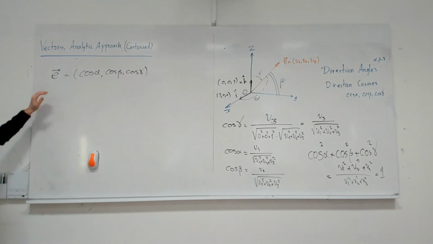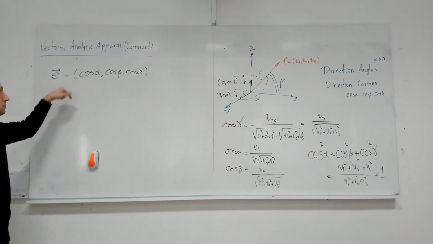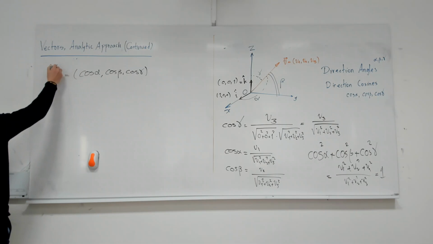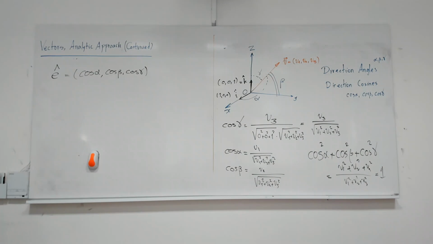Now my question is, what is the length of this vector? What is the length of vector E? Yes? Square root of 1, which is 1. Because if I want to find that, it becomes the square root of cosine squared alpha plus cosine squared beta plus cosine squared gamma. So this vector is a unit vector. Okay, can you tell me what is the direction of this unit vector?